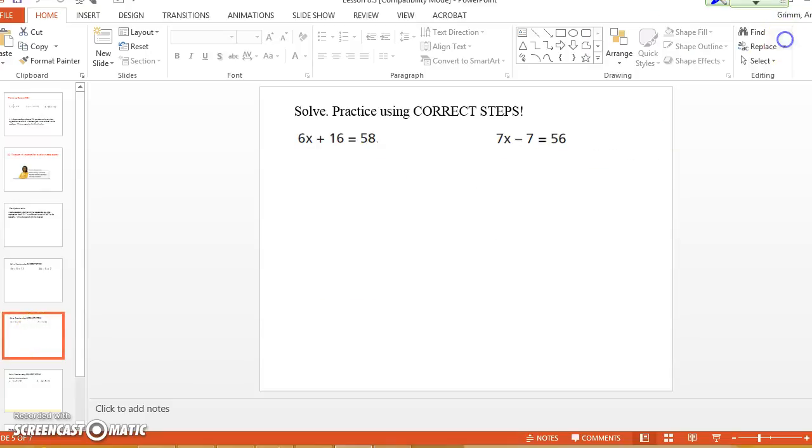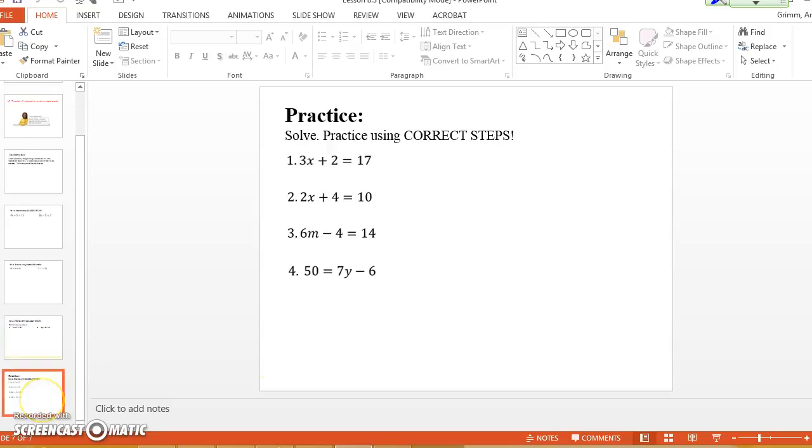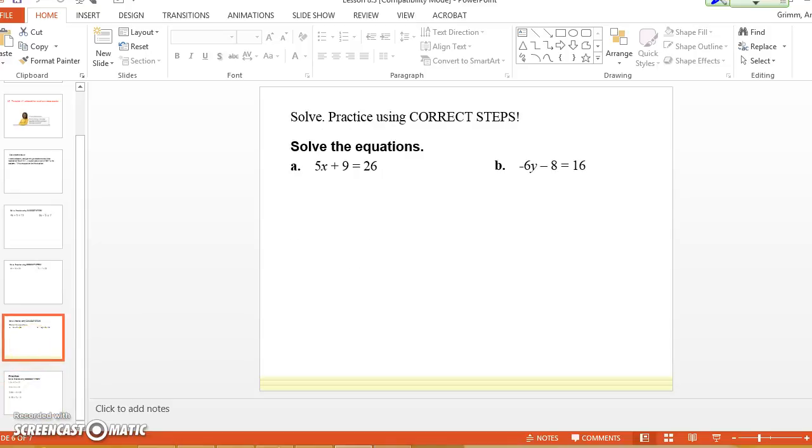All right. Let me see what else I have on here. I think I put a lot in case I felt like we needed it. Let's go to this one. How about you guys go ahead and try this one on your own using the correct steps. And then the next one throws in some negatives.